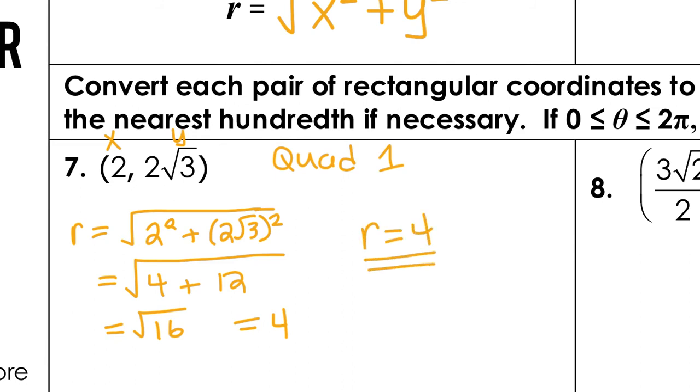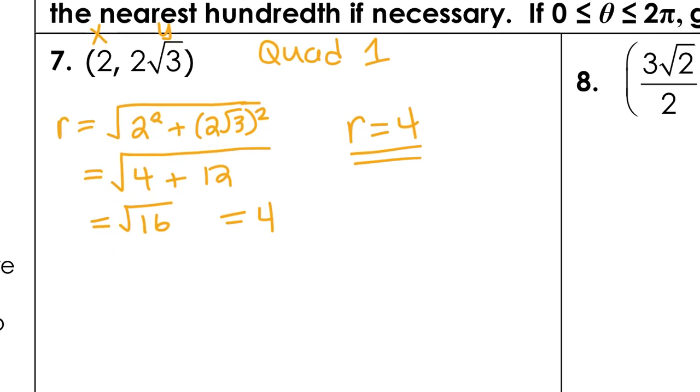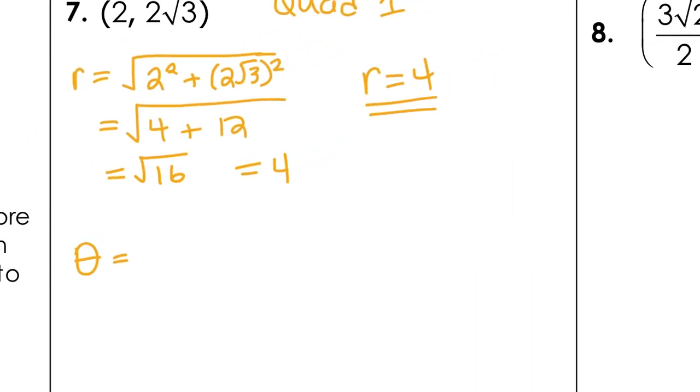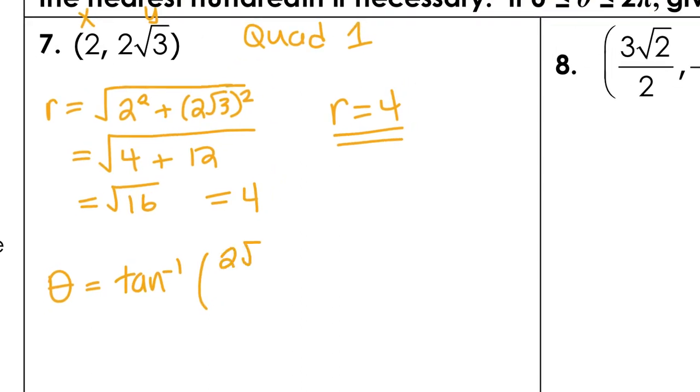Okay, so now we need to find theta. So back here, theta is tan inverse of y divided by x. So 2 square root of 3 divided by 2. Well, right here, the 2's are going to cancel out. So this really should be tan inverse of just the square root of 3. So you can actually use your unit circle for this. So we're going to work backwards.